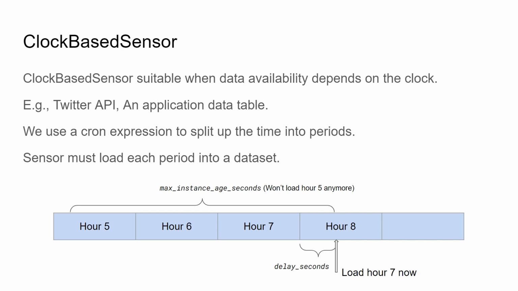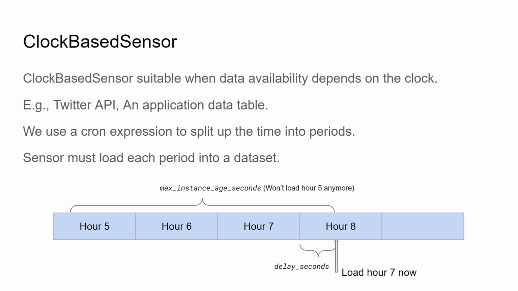If you want to get tweets for a specific hour, then you can pretty much know that that hour is ready when that hour finishes, and maybe a little bit of time into the next hour, let's say a minute or two. The same logic applies for an application data table.